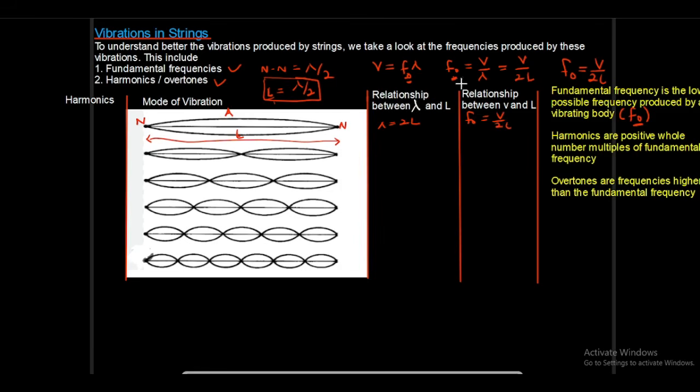Now, the reason why I had to separate the relationship between wavelength and length, and the relationship between speed and length, is because most times for the calculation problems that have to do with vibrations, questions usually come in two forms. It's either you're looking at a relationship between wavelength and L, or speed and the length, and these are just the equations you'll be playing around with. So this is what we have here: the fundamental frequency of a string to be V over 2L.